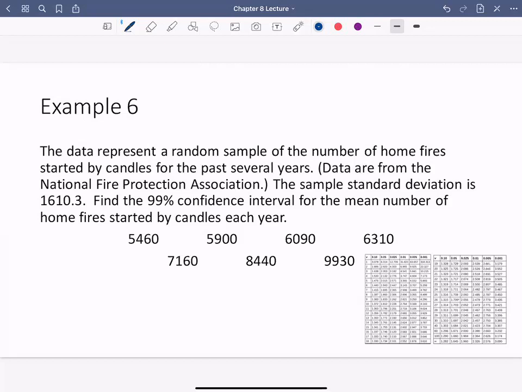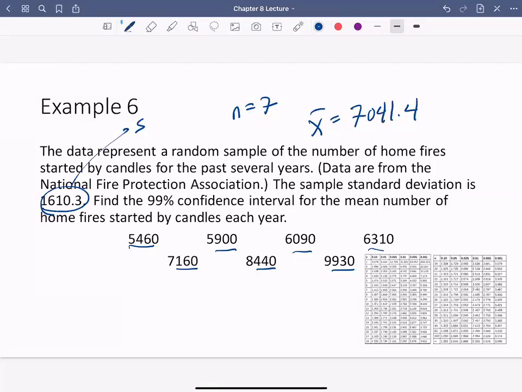So we have, this is our sample standard deviation. We don't know our n, but we do because it talks about 1, 2, 3, 4, 5, 6, 7. So our n is 7 because there are 7 values. We know our average too because we can add all 7 of those together and divide by 7. And that gives us 7041.4.